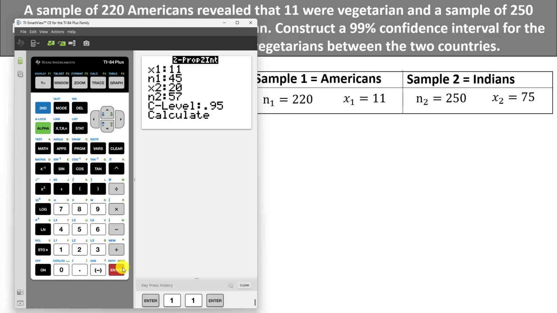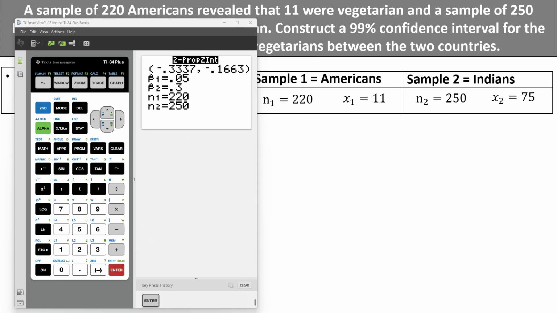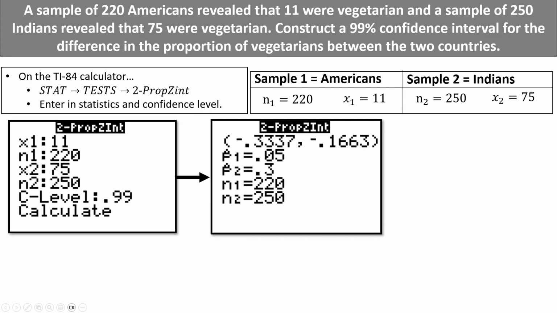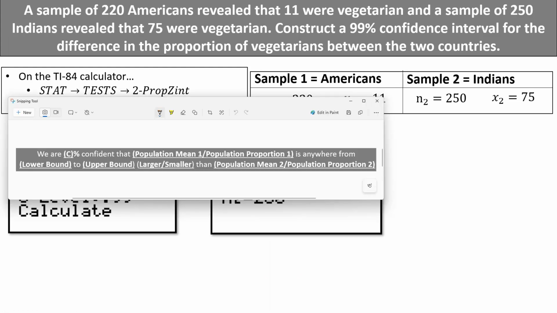x1 is 11, n1 is 220, x2 is 75, and n2 is 250. The confidence level in this case is 99%. Go ahead and calculate, and we will have our answer. Here is the same output in the slides. Now the only thing we have left to do is interpret this confidence interval.